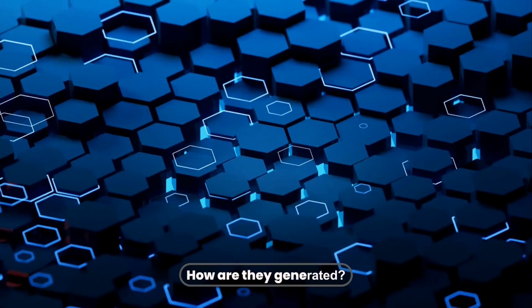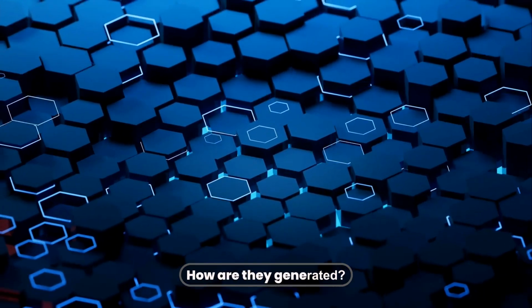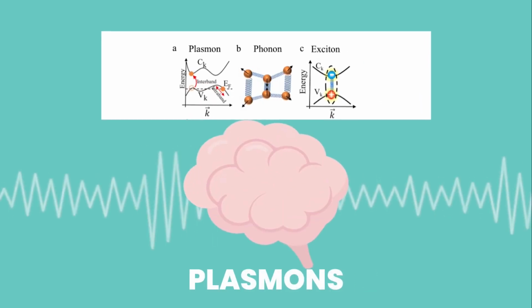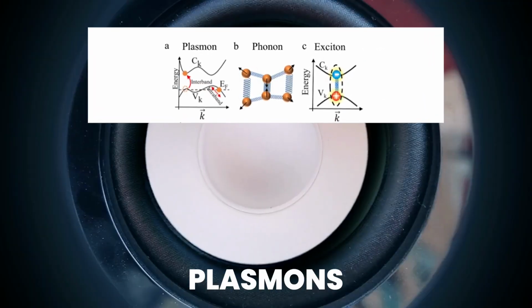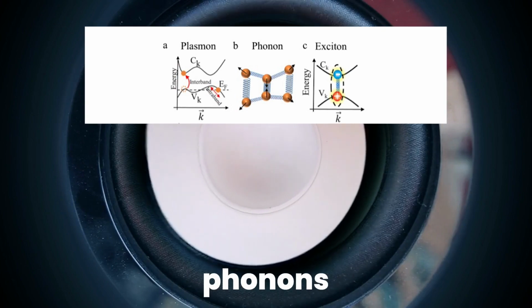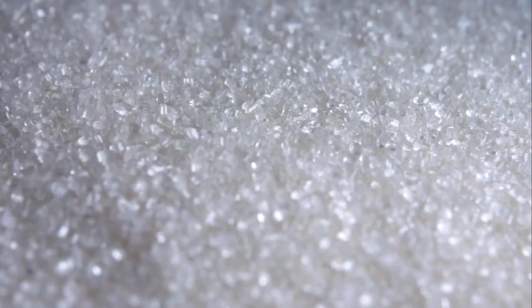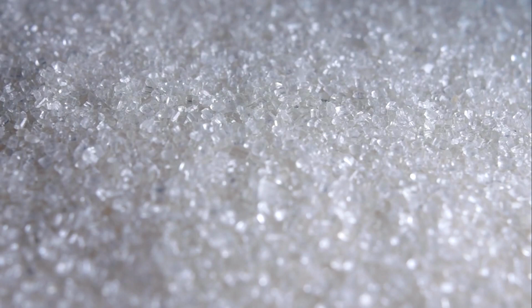How are they generated? They form in materials that are anisotropic, that is, they behave differently depending on the direction. Depending on the interaction type, we can have three kinds of polaritons. 1. Plasmons, which are free electron oscillations. 2. Phonons, which are materials' internal vibrations. 3. Excitons, which are electron-hole pairs bound by attraction. Materials like tungsten telluride, molybdenum trioxide, hexagonal boron nitride alpha, or black phosphorus are great candidates.